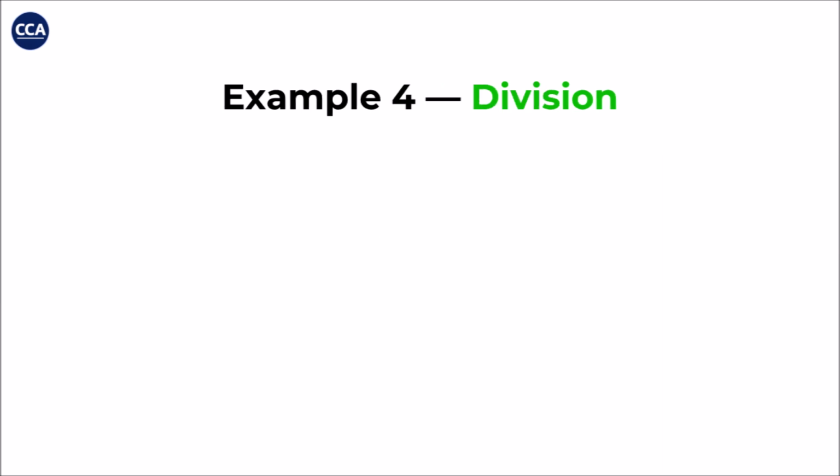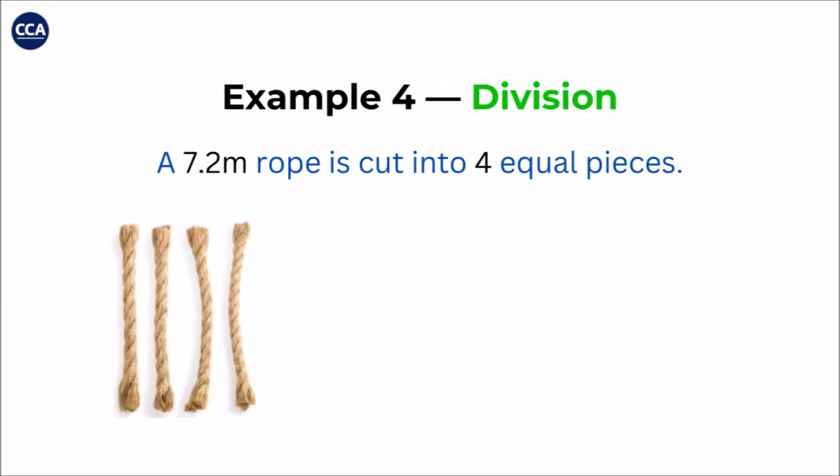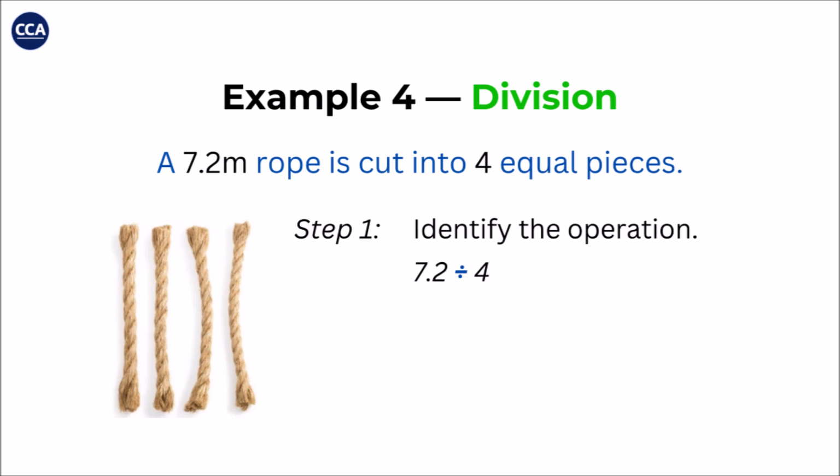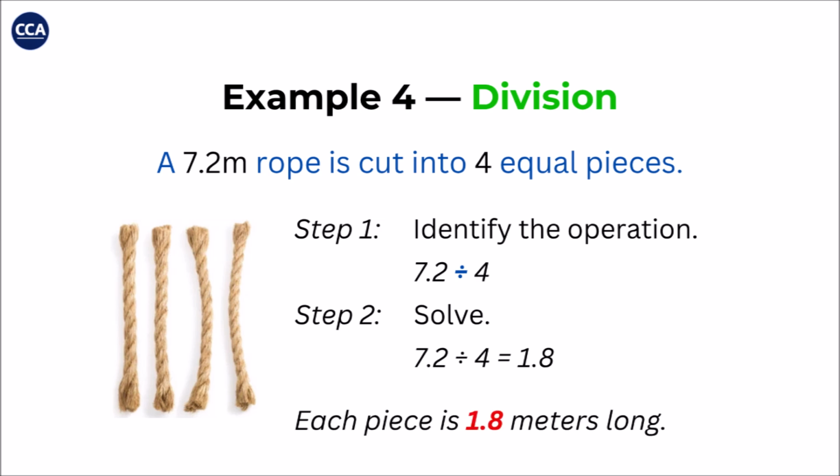Let's try one involving division. A 7.2 meter rope is cut into 4 equal pieces. How long is each piece? Step 1. Identify the operation. The word equal pieces means divide. 7.2 divided by 4. Step 2. Solve. 7.2 divided by 4 equals 1.8. Each piece is 1.8 meters long.